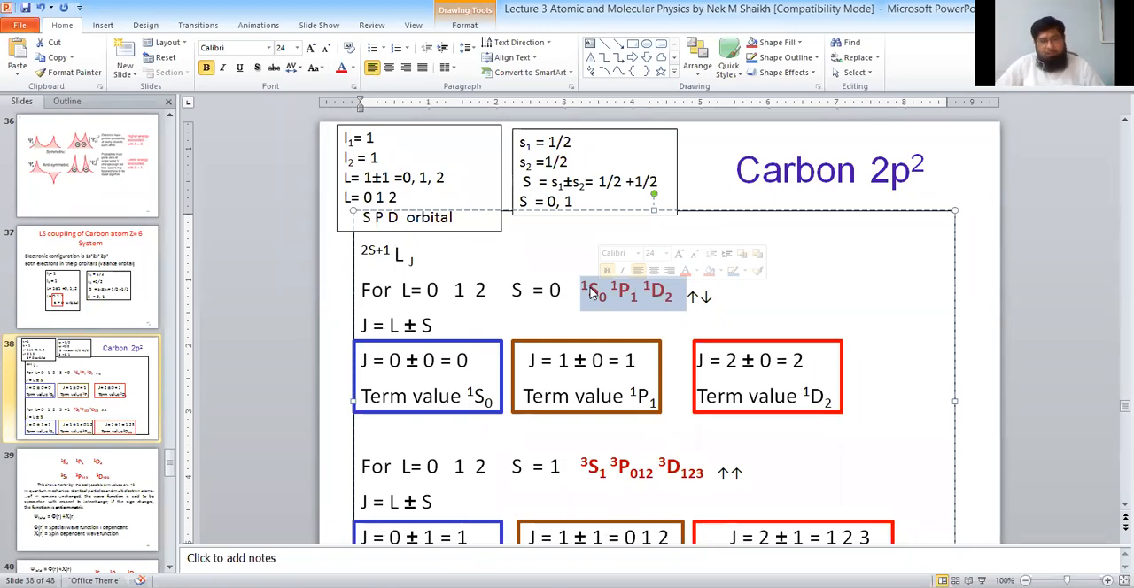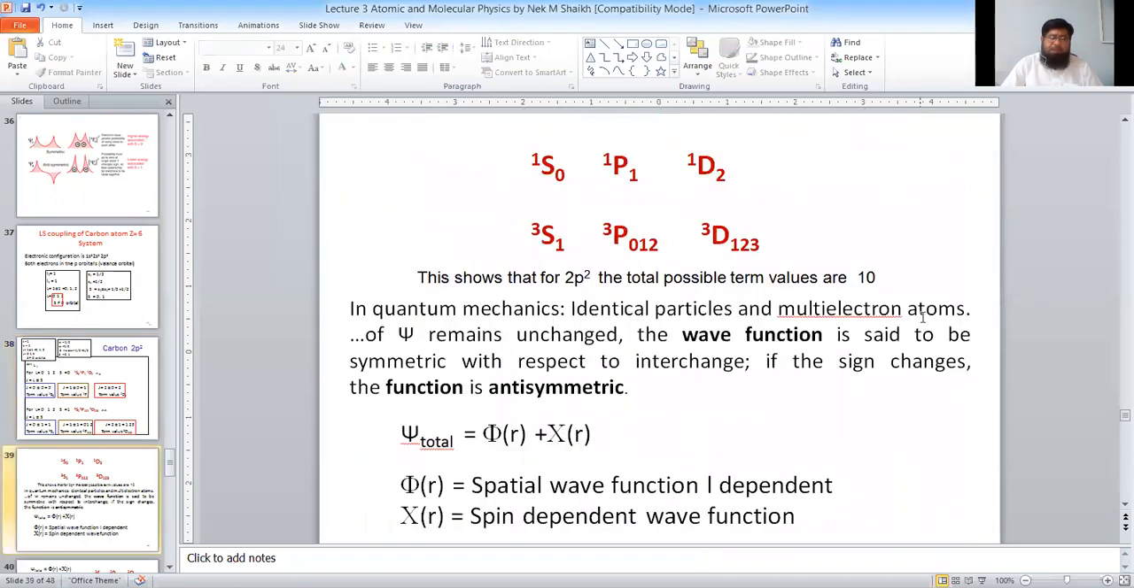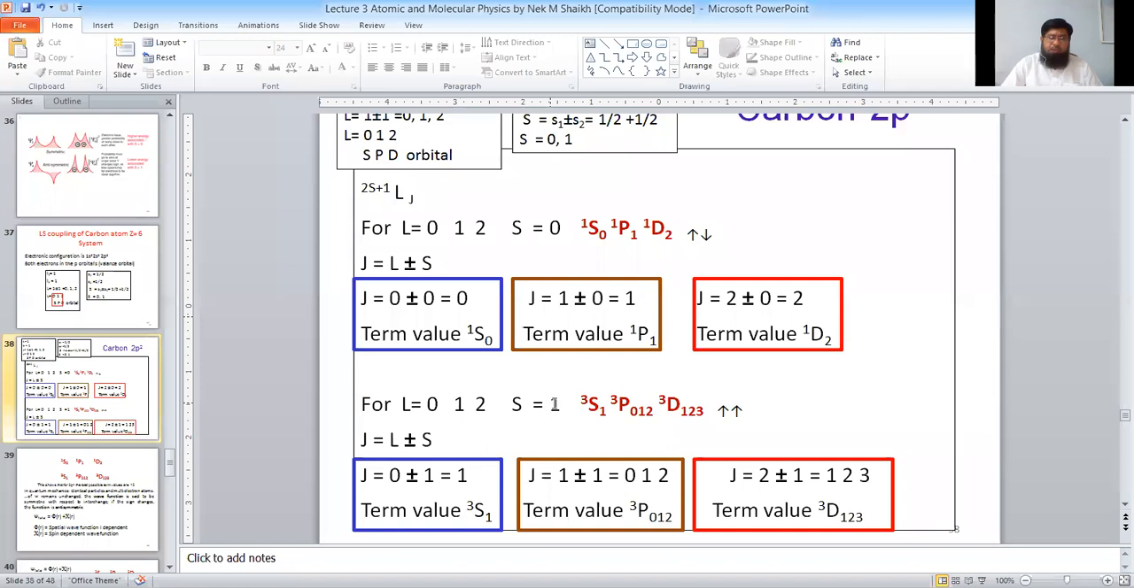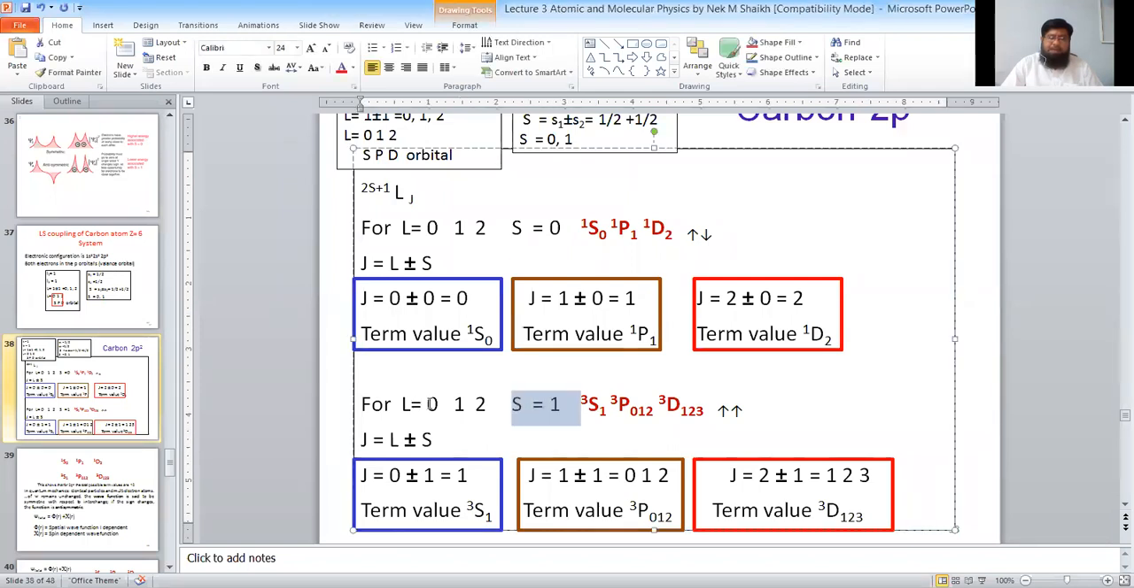So now the second option is that the electron spins are aligned in the same direction. So what happens here? When the spin is aligned in the same direction, the total spin is 1. Again, L is equal to 0, 1 and 2. So for S equal to 1, the term value is 2S+1, which is 2 multiplied by 1 plus 1, that is 3. So the term value is 3.